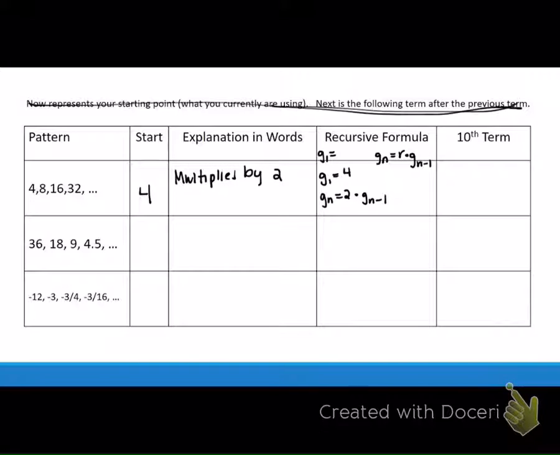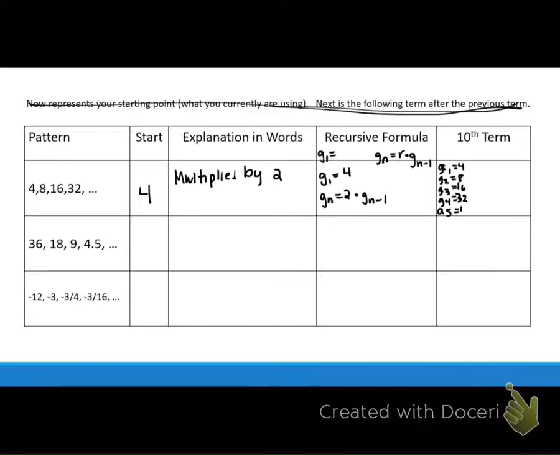So we so far have the first term is, what's the first term? 4. The second term is 8. The third term is? 16. The fourth term is? 32. So what would the fifth term be? 64. How did you find that, Lexi? I put 32 plus 32. So you multiplied by 2. So that's 64. So Connor, what would G sub 6 be? What would the sixth term be?